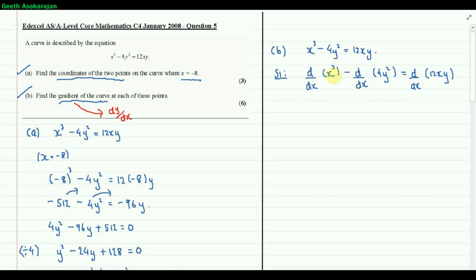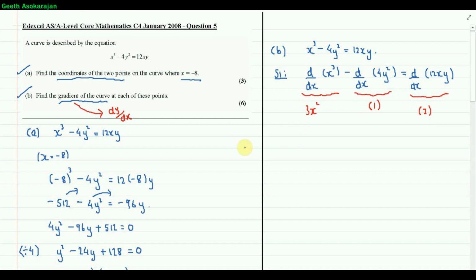Now d by dx of x cubed, we know when you differentiate x cubed you're going to get 3x squared. So for this term we know that the answer is 3x squared. We can do that immediately. However, let's calculate these two, d by dx of 4y squared, let me call that number 1, and d by dx of 12xy, let's call that number 2. Let's do these as side calculations.